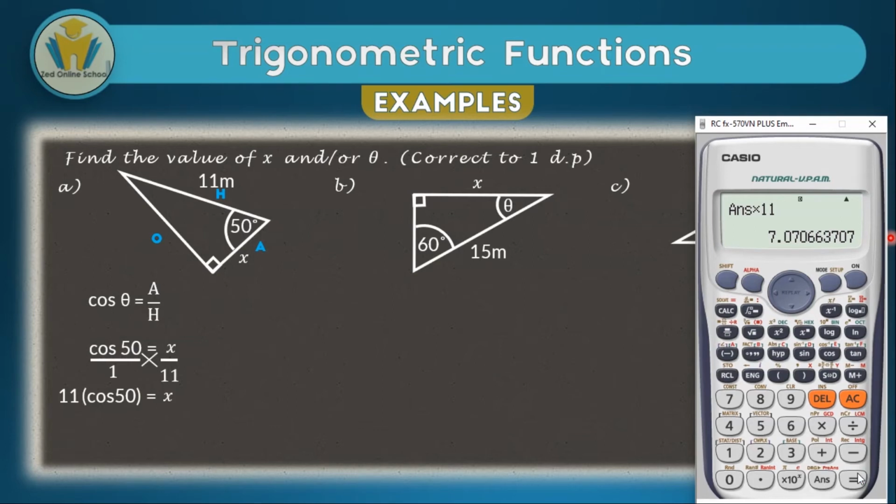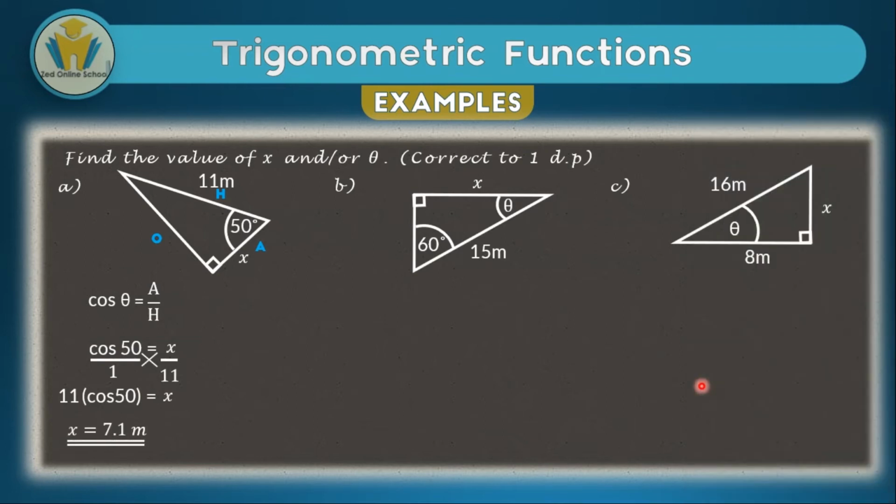And as you can see, the value of x is 7.07066, and the values continue just like that. In this question, we've been asked to express our answers correct to one decimal place. Therefore, we're going to round off using this 7 here, and our answer will be 7.1 meters. Now we get to B.